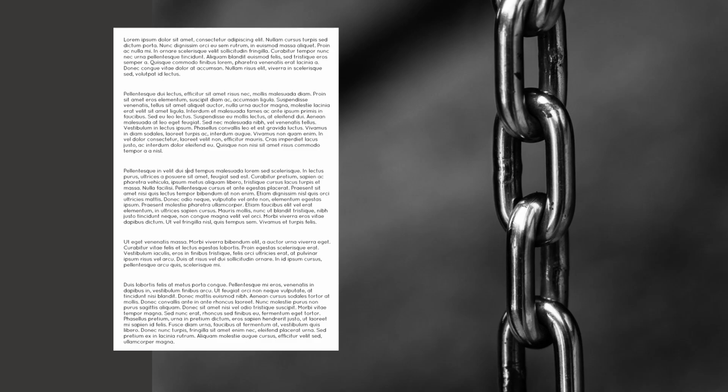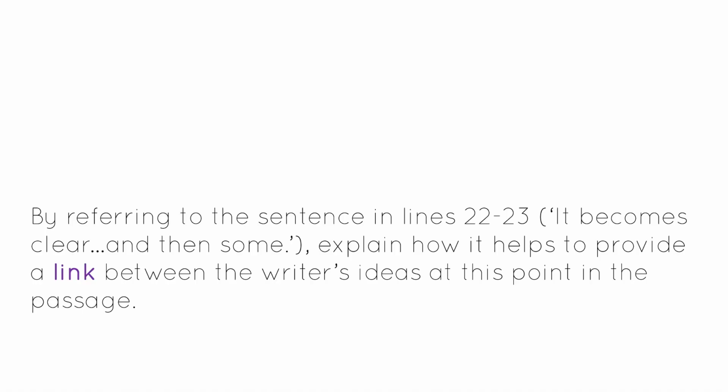Now, a link question looks a little bit like this. By referring to the sentence in lines 22 to 23, and then a quote of the sentence. Now, it's a shortened quote. Note the 3 dots in the middle of the quotation to show that the actual link sentence is longer than the quote. Explain how it helps to provide a link between the writer's ideas at this point in the passage.